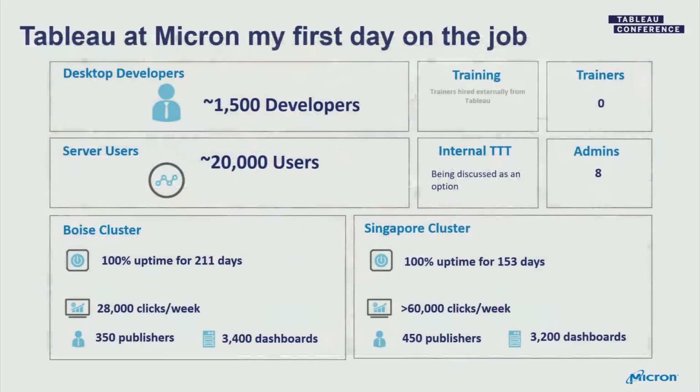All right, so I'll tell you about my path here. This is when I took over managing the Center of Excellence at Micron. We had about 1,500 developers, no trainers. We were talking about bringing on some trainers. We had about 20,000 people consuming reports on our servers. You can see the metrics there.